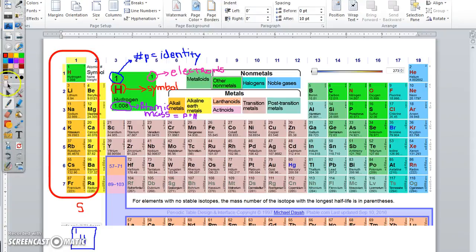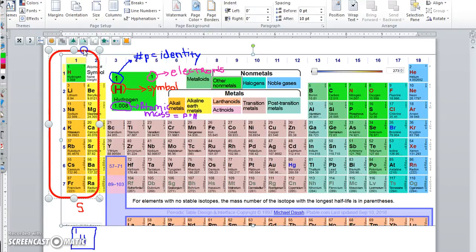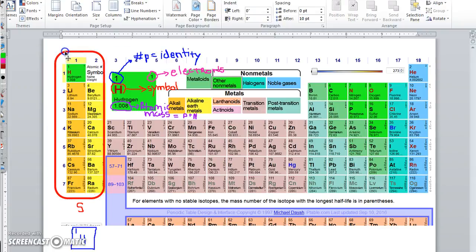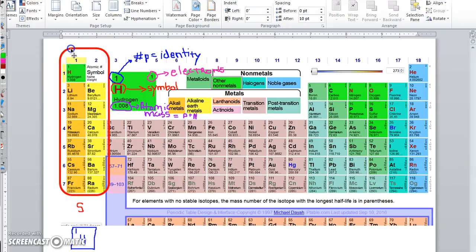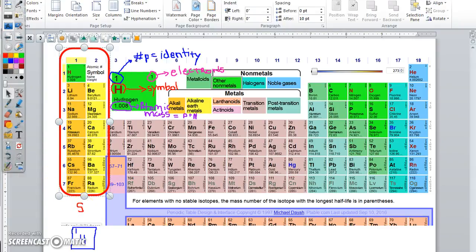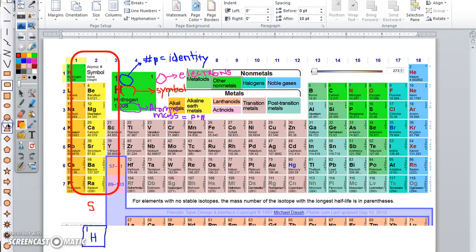The first 2 columns are going to be the s orbitals. So let me grab a hold of this real quick. I want you to make sure that yours is perfectly straight. I want to get this right there. So in 1 and 2, we're going to have what's called the s orbitals, and I labeled it down here with the red s.